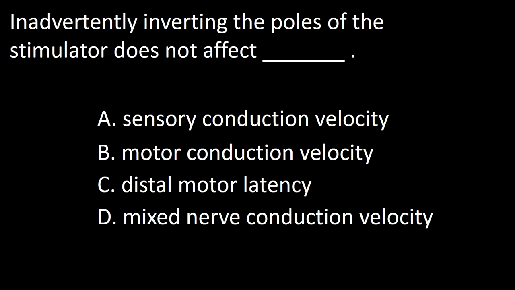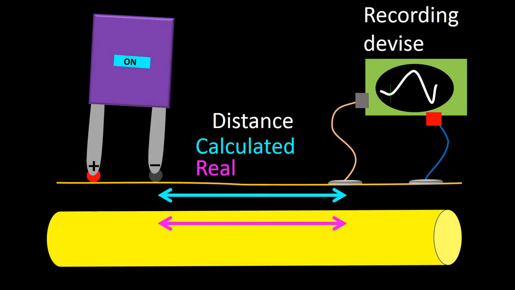Next question. Inadvertently inverting the pulse of the stimulator does not affect: A, sensory conduction velocity; B, motor conduction velocity; C, distal motor latency; D, mixed nerve conduction velocity. Measuring distance for nerve conduction should be made from the cathode to the recording electrode. If by mistake the poles are inverted and measurements are still taken from the prong closest to the recording electrode, calculations made using two points will be affected.